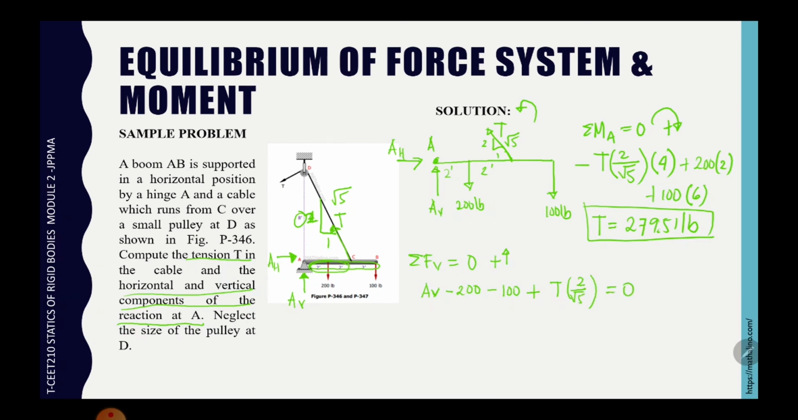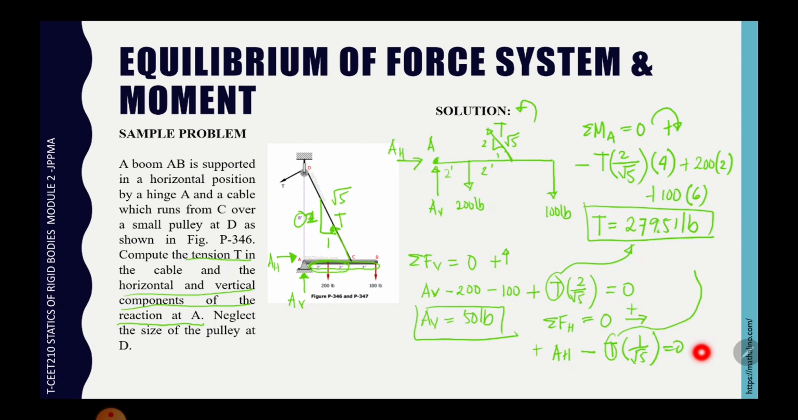So, makukuha natin si AV kasi si T is equal to 279.51. AV is equal to 500 pounds. And that's the answer for AV. And for summation of forces horizontal is equal to 0. Positive yung to the right. Ayan. Si AH positive minus si T times 1 over square root of 5 equal to 0.